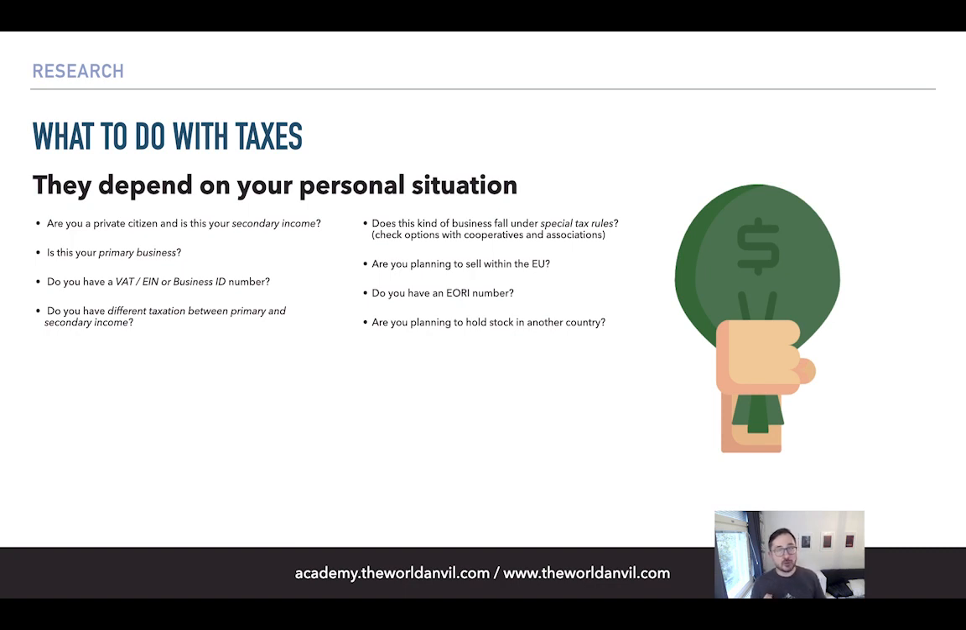Also, are you planning to sell within the EU? Because then there are some special rules with taxes. Do you have an EORI number? An EORI number is a number that you need in Europe to sell outside of the country where your residence is. If you don't have one, you need one.